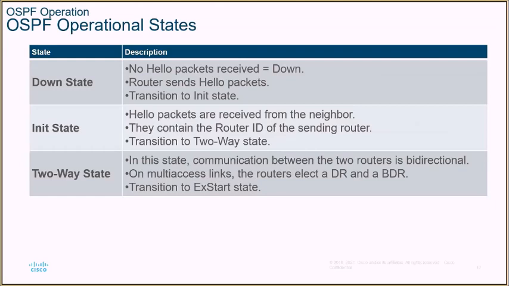And so in the init state, initialization state, of course, hello packets are received from the router. They contain a router ID of the sending router, and then they can transition to two-way. Two-way just means that there has been communication in both directions. And so on multi-access links, the routers elect the DR and BDR in that state. And from there, they will then go to the ExStart state, or exchange start.